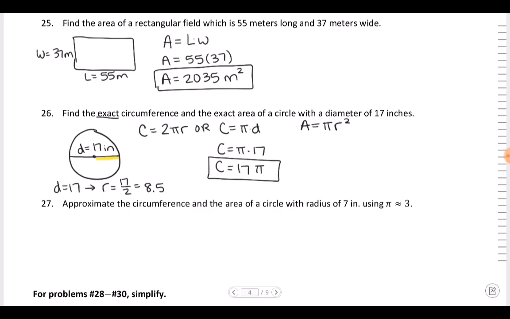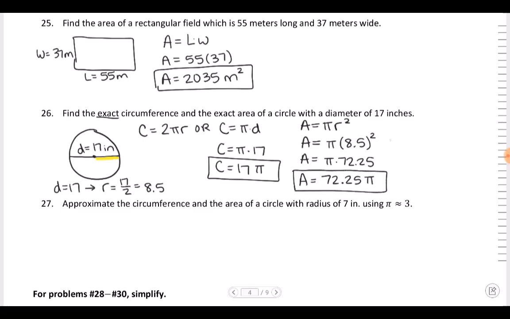And then for the area, we do have to have the radius for that one. You don't have a formula for diameter in the area. So area is going to be equal to pi times, and my radius is either 8.5, since this is an exact decimal. I'll also show it with the fraction. So pi times, well, 8.5 squared is 72.25. So my answer would be 72.25 pi. That's if you wrote it with the decimal.